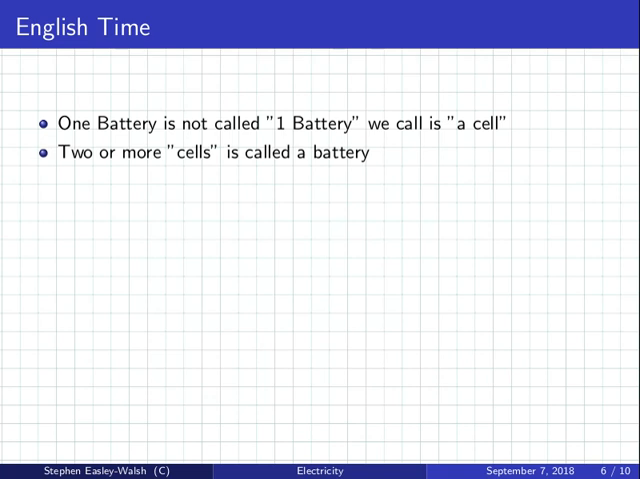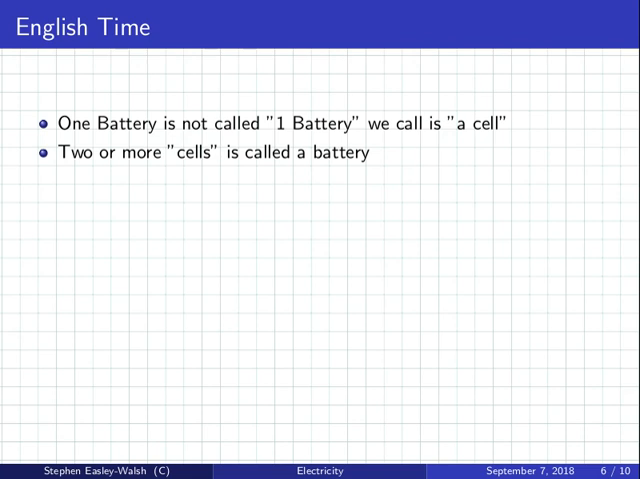Right, English time. So you're asking me the difference between battery and cell. It's really actually a grammar difference. One battery is actually not called one battery. We call it a cell. So it's almost like the singular, a cell. Two or more cells is called a battery. So you know the way in English you have one mouse and two mice. So here you have one cell, but instead of two cells, you can say a battery.